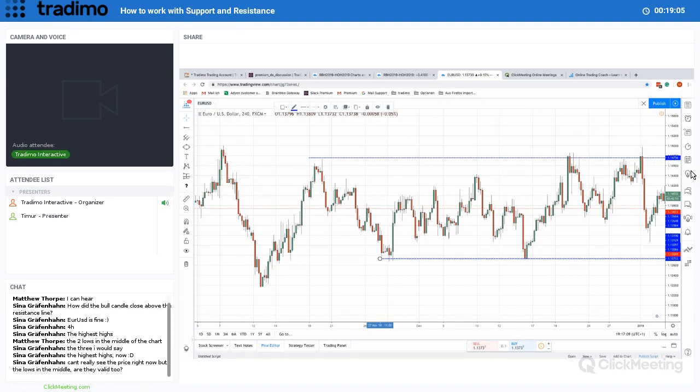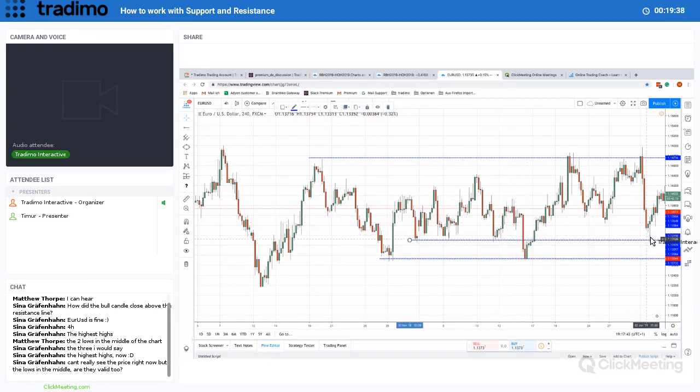Okay, I don't read any new question. Can we see the price right now? But the lows in the middle are... Could you read it completely, Timo? Yes, of course. Can't really see the price right now, but the lows in the middle, are they valid too? Correct. Yeah, of course. You can take also these ones here. Swing low, up, swing low, up, swing low, up. This, of course, is also valid.